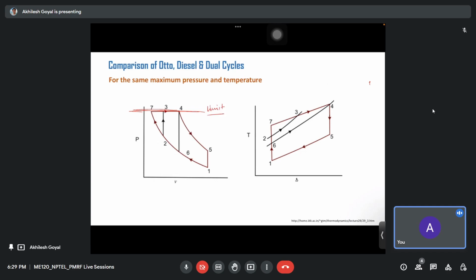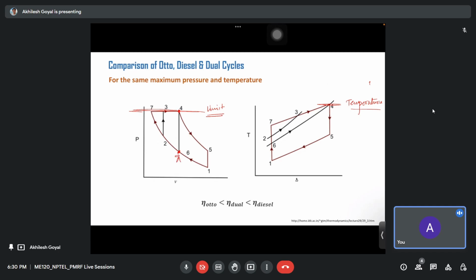We have limited this pressure value, and also here the temperature value. So once we have limited the pressure and temperature values for all the cycles, we allow the compression ratio to vary, right? So we know that the heat addition in Otto cycle is at constant volume. So to reach this point, point 4, heat is added at some point A.